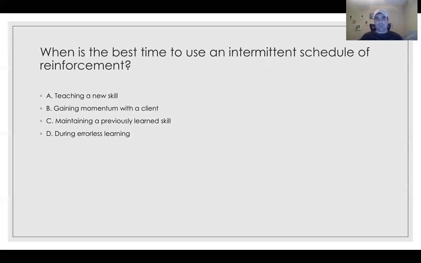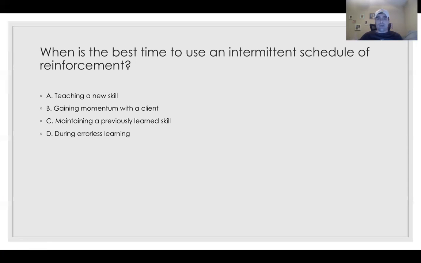Maintaining a previously learned skill. Yes, remember what do we say, okay? We teach, we strengthen, we maintain. The best time to use an intermittent schedule is maintaining a previously learned skill, okay? That behavior is now starting to happen more often and every now and then you deliver reinforcement to make sure you're maintaining it, okay?